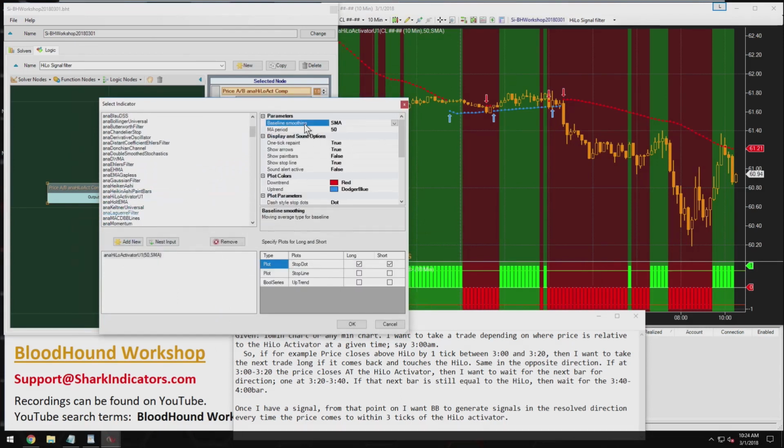And let's make sure that the settings match what's on the chart here. What was on the chart was the SMA 50 period, so that should be fine. We can see that there's a couple of plots and a bull series here. We could actually use this bull series as well, but since I didn't know this existed, we'll just stick with using a comparison solver.